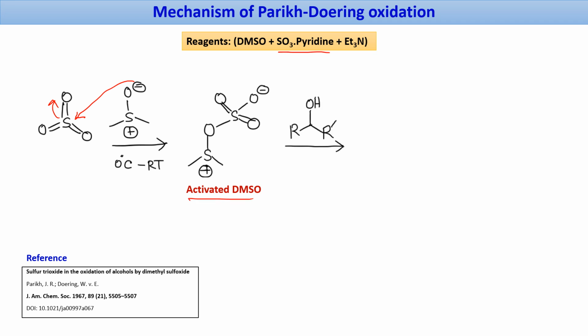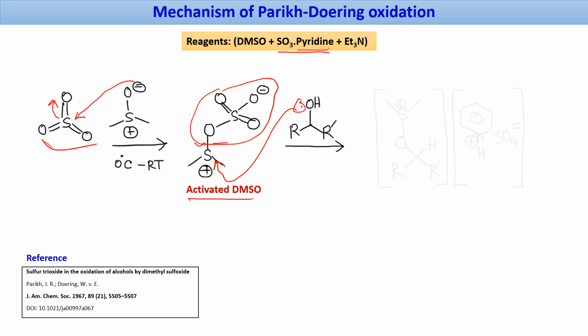Now the alcohol will attack, that is this oxygen will attack this sulfur, and this SO bond is broken from this total part. See, it is nothing but the sulfate ion, SO4 2 minus. So this sulfate ion, along with the pyridine that is present with this SO3, though it is not written here, but you can see SO3 pyridine.